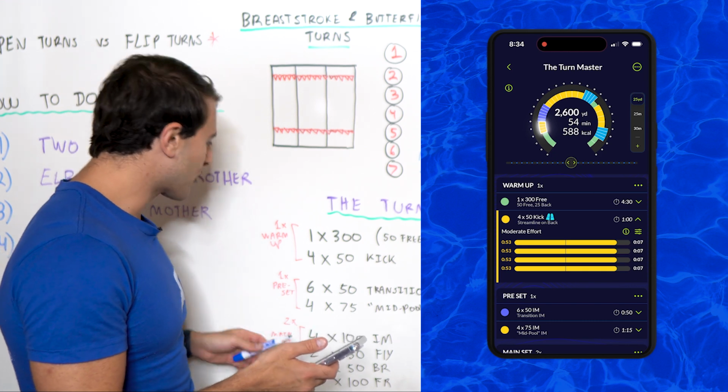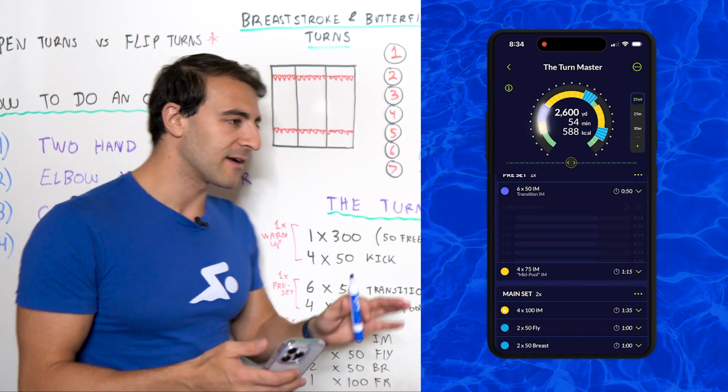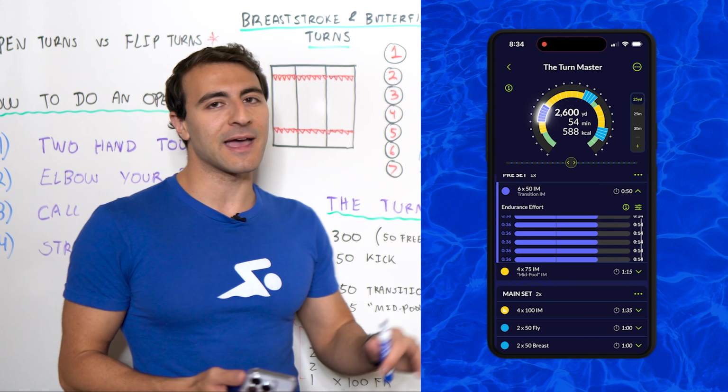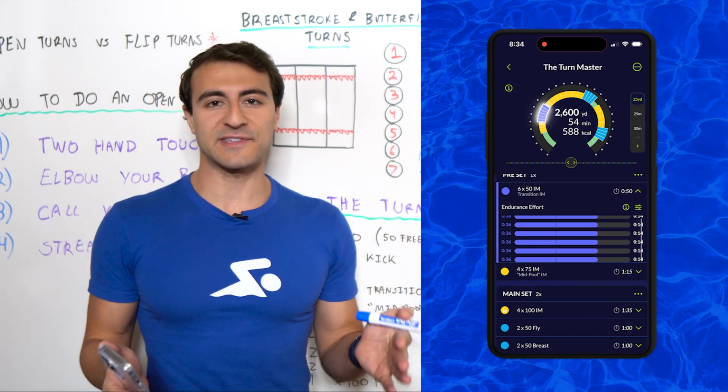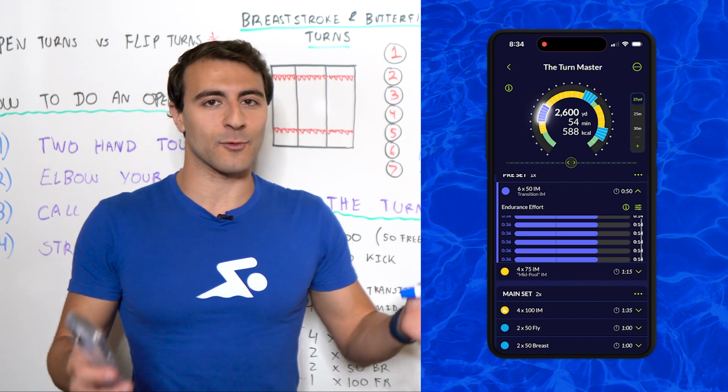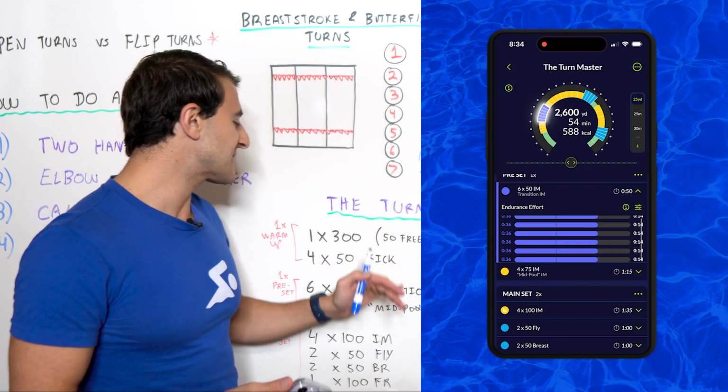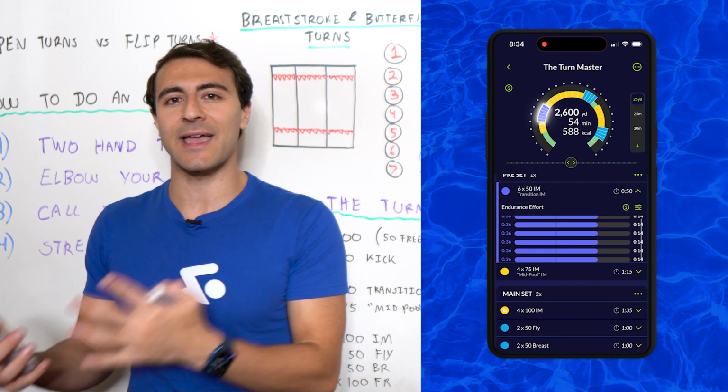Now, we're going to get into the preset, which has some fun stuff in there. So we're going to go 6 50s IM. You might be thinking, wait a second, I thought the IM had 4 strokes, so it needs to be either 4 or 8 or 12 or whatever. In fact, you can do 6 50s in transition IM format.